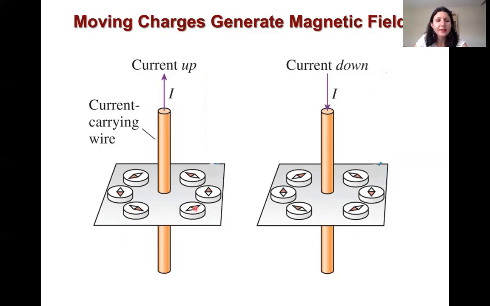And you can see that the north sides of these compasses create these circles. Another interesting thing that happens: if we took another wire where the current was moving downwards, relative to how we place these compasses, now you see that the direction is reversed. Now the north is pointing clockwise if we look from above, counterclockwise if we look from above for a current that's going up.